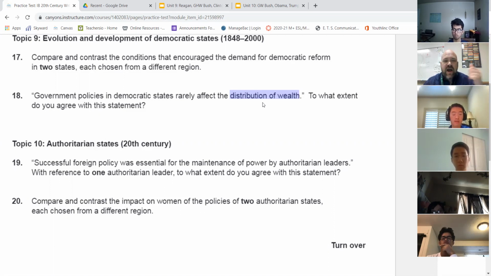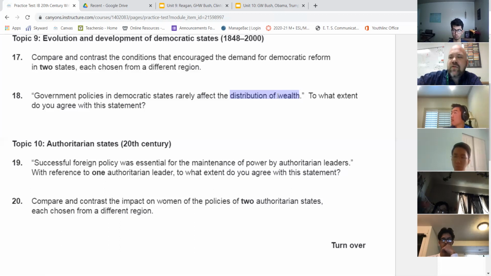Before redlining, about 5% of African Americans owned land. Today, about 10% own land. So policies like redlining are reinforcing the status quo of white wealth, because it's keeping Black people from earning money and buying property. So in the United States, the government policy is affecting the distribution of wealth by maintaining the status quo. Okay, what do we think for South Africa? Let's answer the question for South Africa.